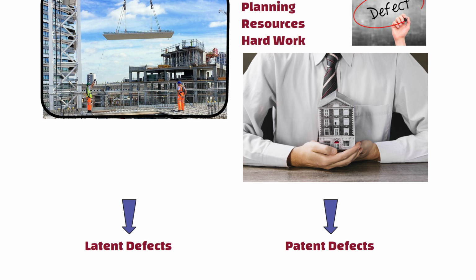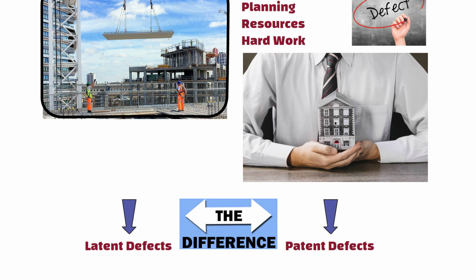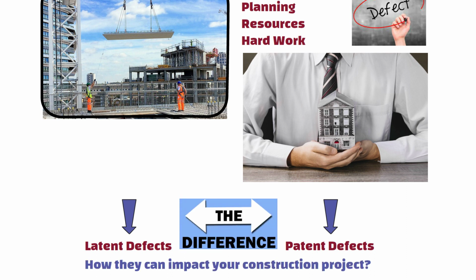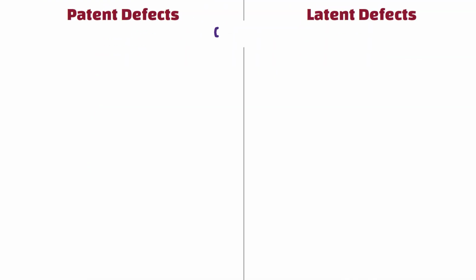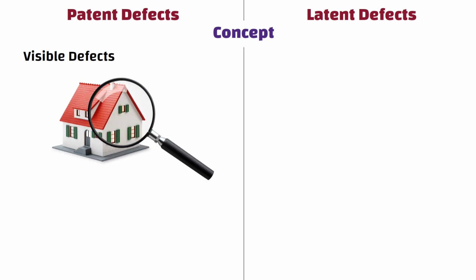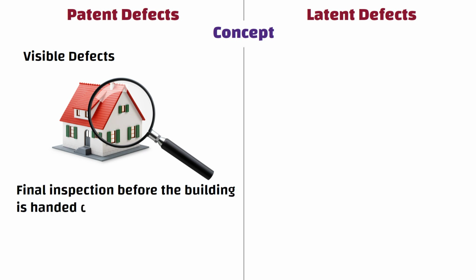In this video, we will explain the differences between the two and how they can impact your construction project. Concept: patent defects are visible defects that can be detected during a reasonable inspection of the property. These are often identified during a final inspection before the building is handed over to the owner.